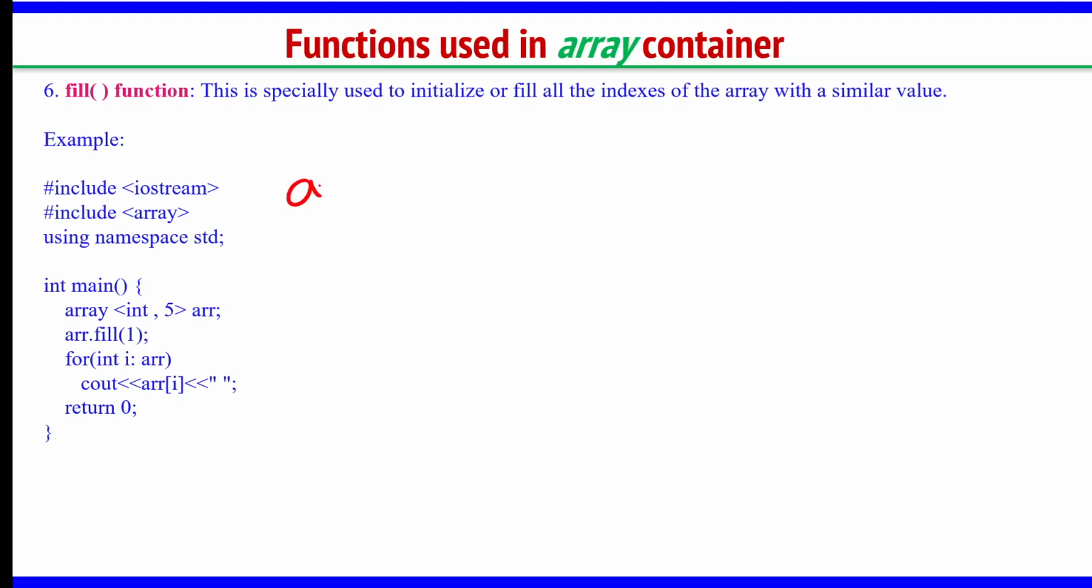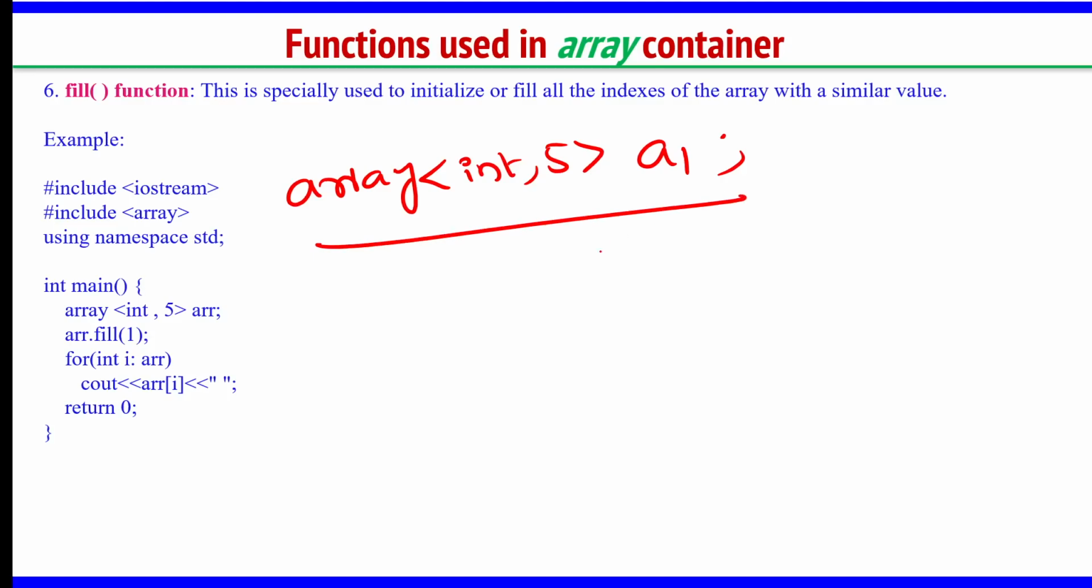I am creating an array here, using the array int comma 5 a1. This is creating an array with 5 elements. Now, I want to fill all the elements with the same value. How to do that? Using the fill function.